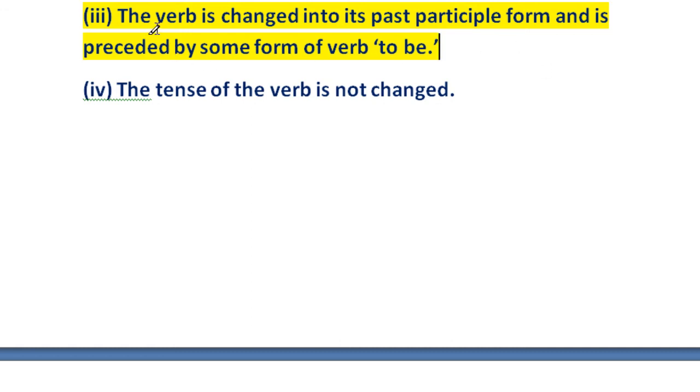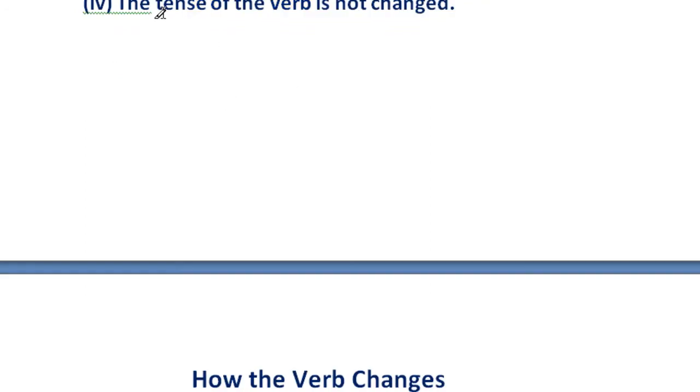So, the verb is changed into its past participle, that is the third form, and it is preceded by the verb to be, that is a helping verb like am, is, are, was, were, etc. And one more thing that must be kept in mind: while changing a sentence from active to passive, the tense of the verb does not change. The tense remains as it is.